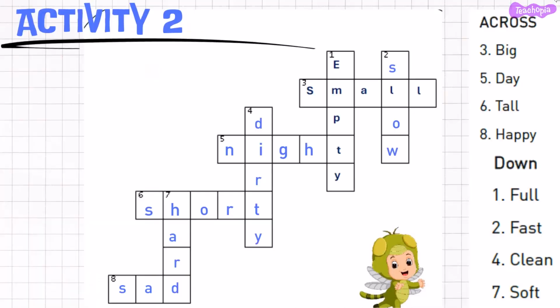Here's a puzzle activity. Each word has a number. Look for the number on the box and begin writing the opposite word starting at that specific number. You may refer to this screen to see the answer.